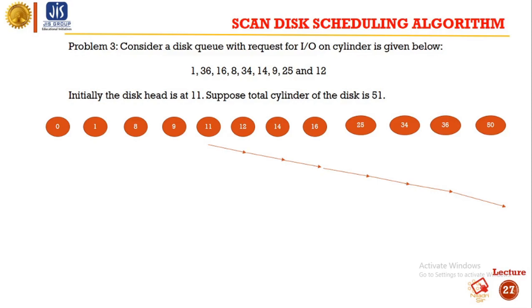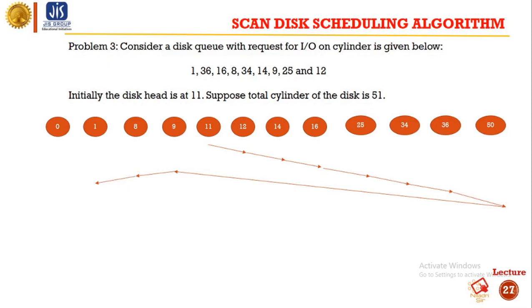Now we'll move in the opposite direction, and the first element that we will find is 9. From 50 we will move to 9, from 9 to 8, from 8 to 1. So this is the SCAN disk scheduling algorithm.